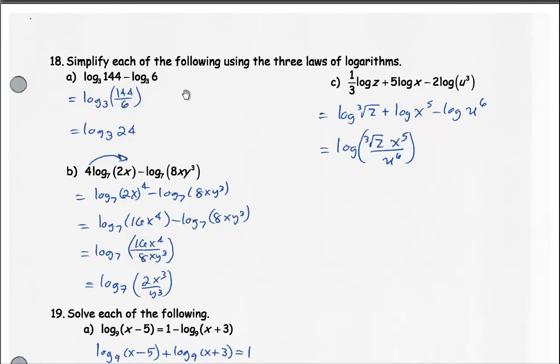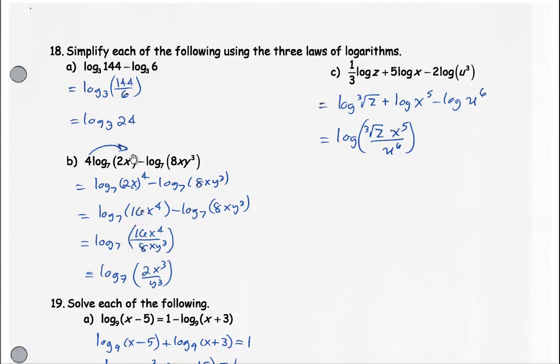And number 18 says simplify each of the following using the 3 laws of logarithms. And so the log of 144 base 3 minus the log of 6 base 3, we're subtracting, so this would be the log base 3 of 144 divided by 6, which is 24. And so that's how we can simplify it into one single logarithm.